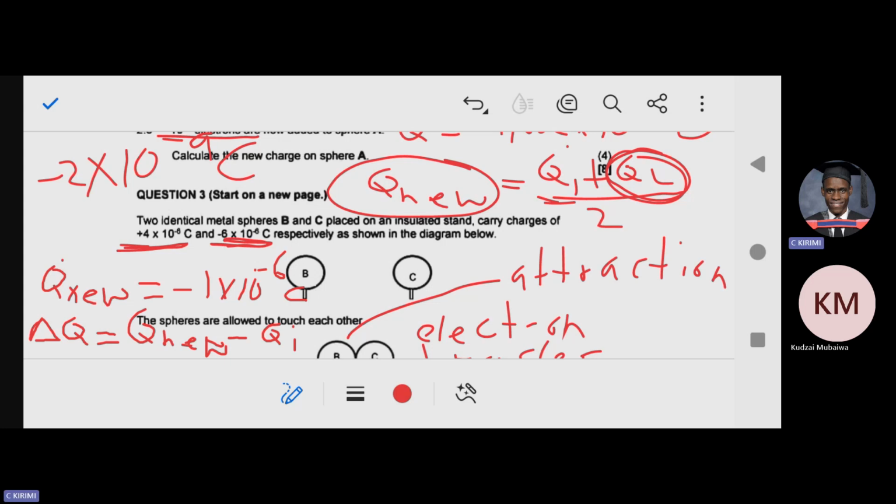What are you getting? Let's start with the first one. Yes, sir. -1 times 10 to the power -6 minus plus 4 times 10 to the power -6. If you are using, let's say, this charge, what do you get as your change in Q? In place of Q initial, you put this charge. What do you get?